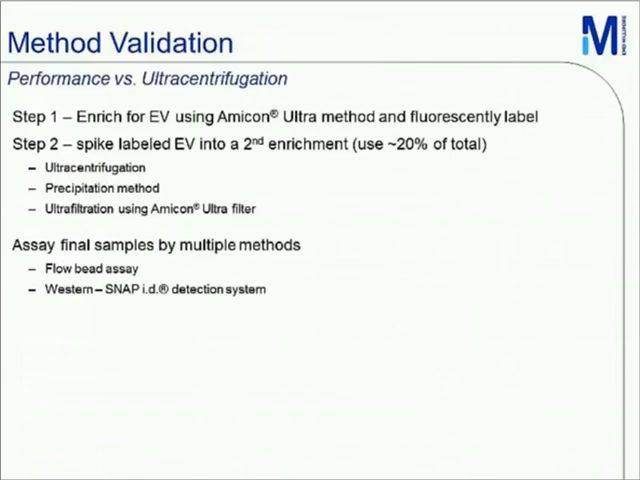To confirm the feasibility of this method, we validated the Amicon Ultra process against the gold standard for EV prep, namely ultracentrifugation. In step 1, an EV fraction was enriched using the Amicon Ultra method and labeled. Labeled EV were then spiked into a second supernatant that were then purified by either ultracentrifugation, precipitation, or ultrafiltration using the Amicon Ultra. Final samples were assayed by bead capture flow cytometry and Western blotting using the SNAP ID detection system.